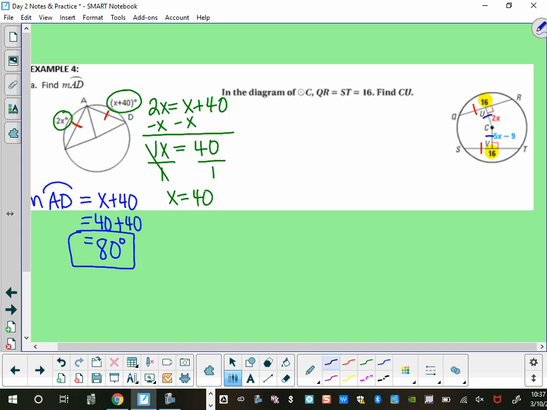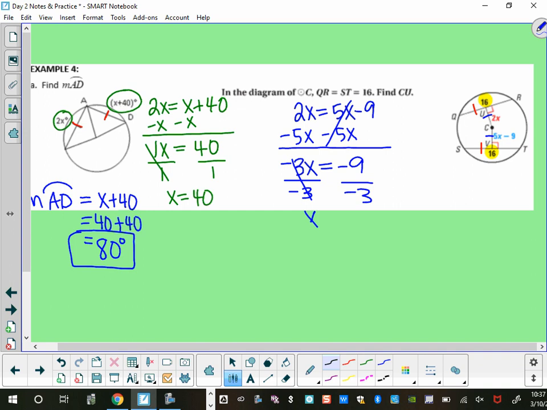So if I want to solve for x, I'm going to take 2x and make it equal to 5x minus 9. All right, so 2x equals 5x minus 9. If I want to solve for x here, I subtract 5x from both sides. That cancels out. 2x minus 5x is negative 3x, which is equal to negative 9. I divide by negative 3. X is equal to positive 3.